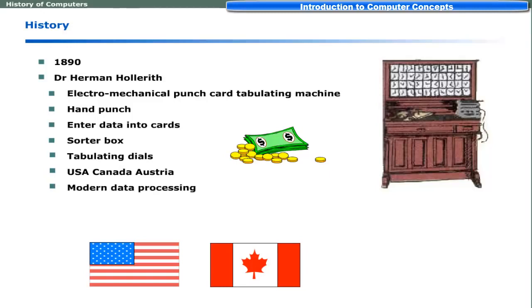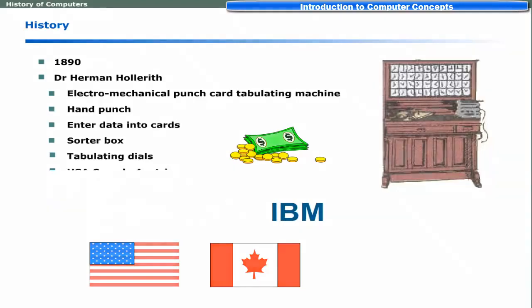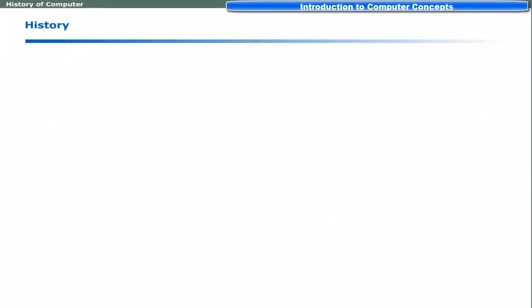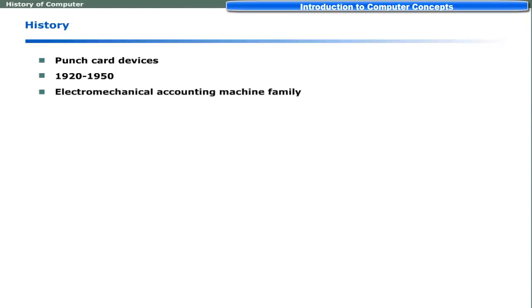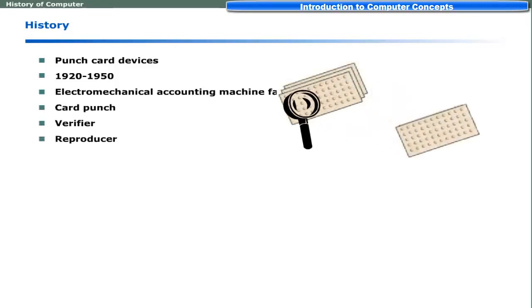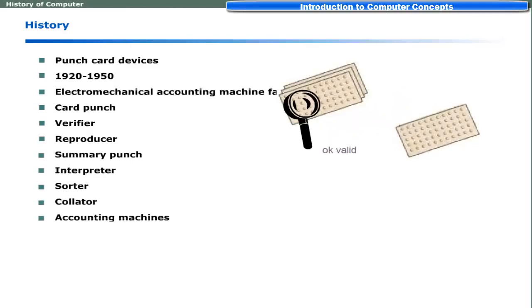Hollerith is also the founder of Tabulating Machine Company that later on became IBM. Dear learners, sophisticated punch card devices were introduced from 1920 to 1950. The electromechanical accounting machine family included card punch, verifier, reproducer, summary punch, interpreter, sorter, collator, and accounting machines. These machines were very large, heavy, and required physical labor to operate.